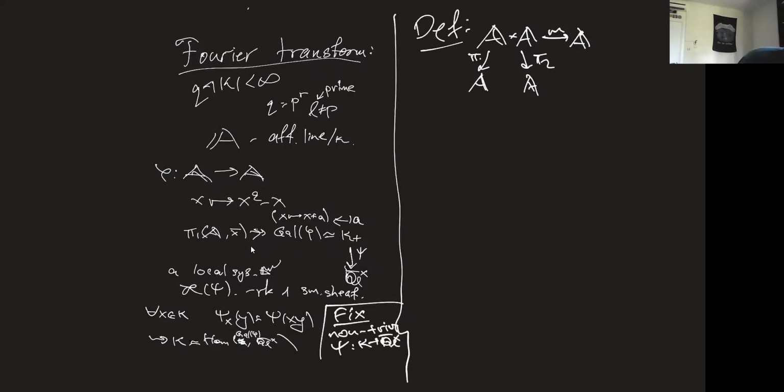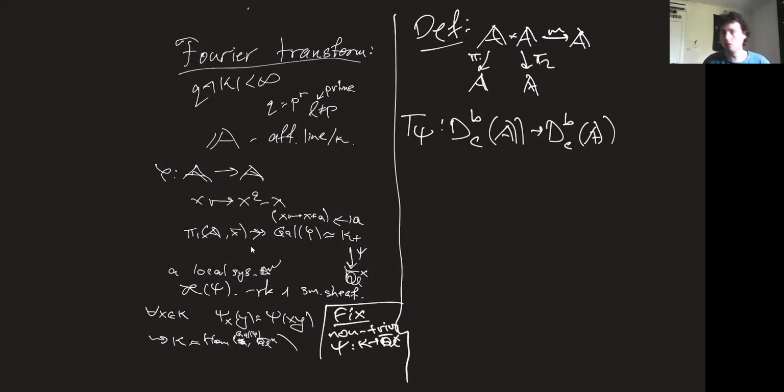So I define the Fourier transform, which is going to be a functor from D^b_c(A) into D^b_c(A). You can do either l-adic sheaves or Weil sheaves here, it doesn't really matter. So it is defined by taking a complex, say G, pulling it back along pi2. So all pullbacks are derived, all pushforwards are derived, unless I say otherwise.